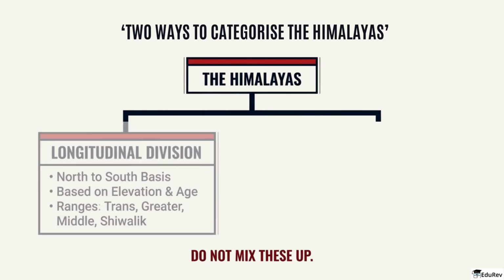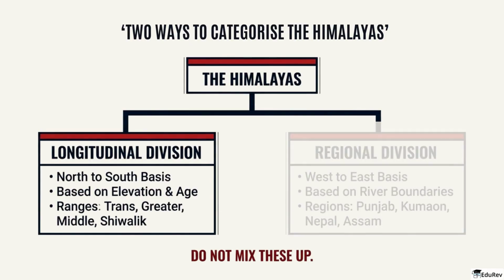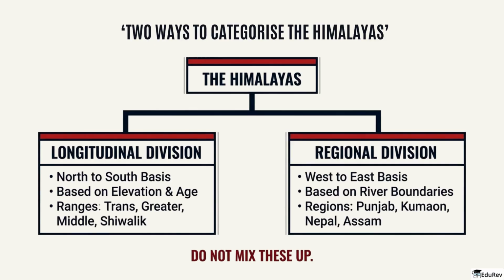First, longitudinal division, north to south, based on elevation and age. These are Trans-Himalayas, Greater Himalayas, Middle Himalayas, and Shivalik. Second, regional division, west to east, based on river boundaries. These are Punjab, Kumaon, Nepal, and Assam Himalayas. Remember this rule. North-south equals structural. West-east equals river-based. Clear separation saves marks.